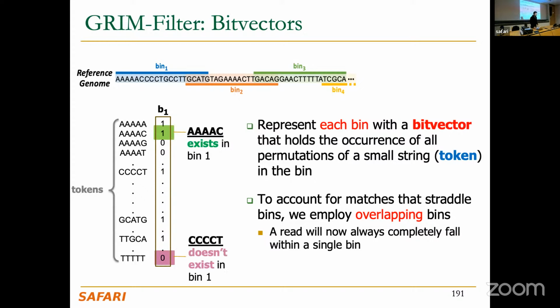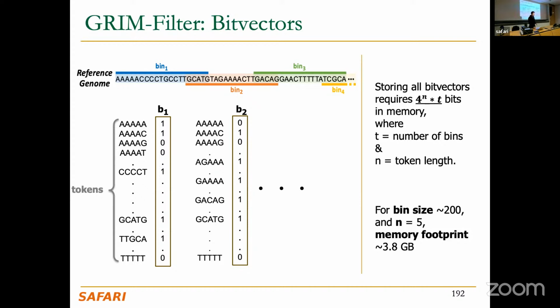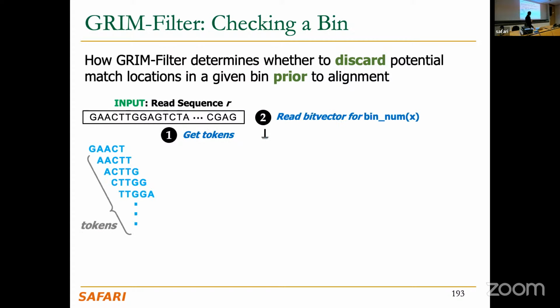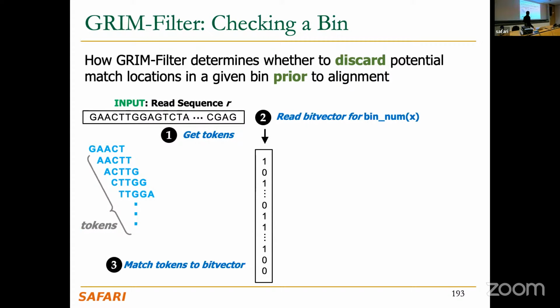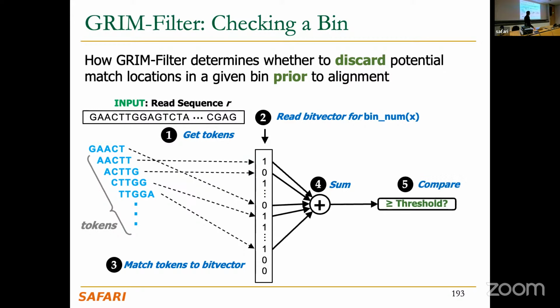So then the idea is to construct these bit vectors for every bin in the reference genome and then store them in the banks of the 3D stack DRAM that I just showed you. Essentially, how we're using these bit vectors is as follows. Assume that we have a read. What we do is that we extract these k-mers again, and then we query the bin with these bit vectors. If that k-mer exists in that bit vector, then we return one. And if it doesn't exist, we return zero. But what we end up doing is the summation. We sum ones and zeros. And if we have enough ones, then this means that we have enough matching k-mers between a read and the bin that we're checking.